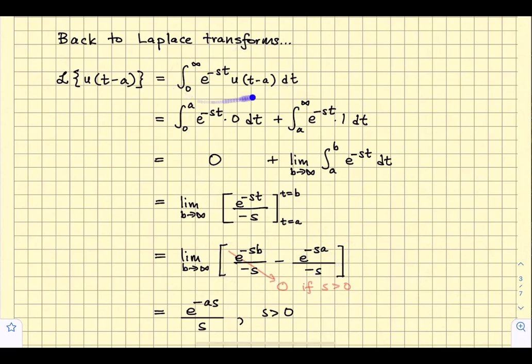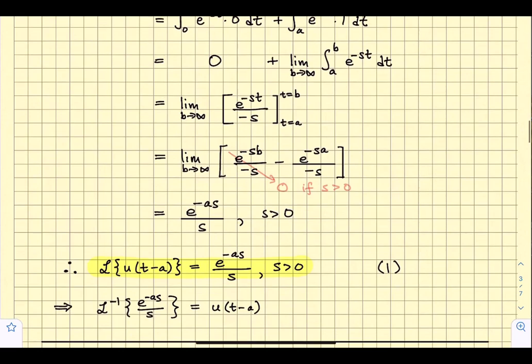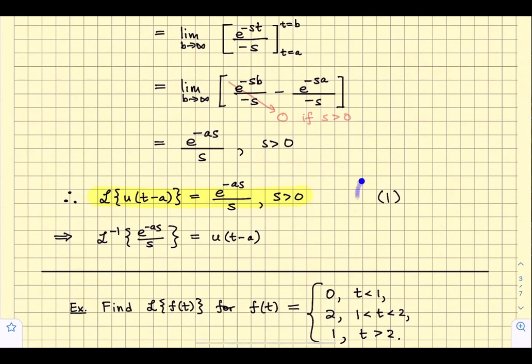We want this improper integral to converge, and in order for that to happen, our s has to be positive. When s is positive, this becomes a decaying exponential term. It goes to 0, and we end up with, after the algebra dust settles, e to the minus as over s, with the stipulation that s is positive. So now we've just entered a new Laplace transform formula into our table. The Laplace transform of u of t minus a is e to the minus as over s. So let's highlight that. We'll call that equation 1.